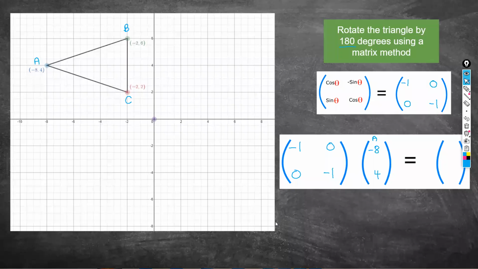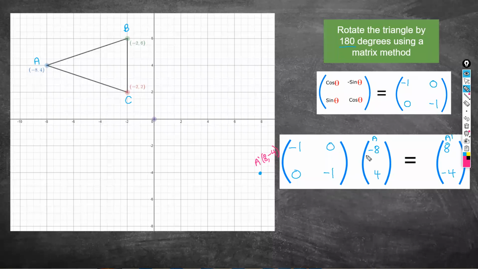Sorry, I got distracted. For the first one, I am getting positive 8 and minus 4. Make sure the signs are correct. This is A prime. Let me see if I can draw that in on my diagram here. 8, and we're going down to minus 4. This is A prime here. I should have written that a little bit better. We got a different color here. A prime, kind of hard to see, but 8, minus 4.